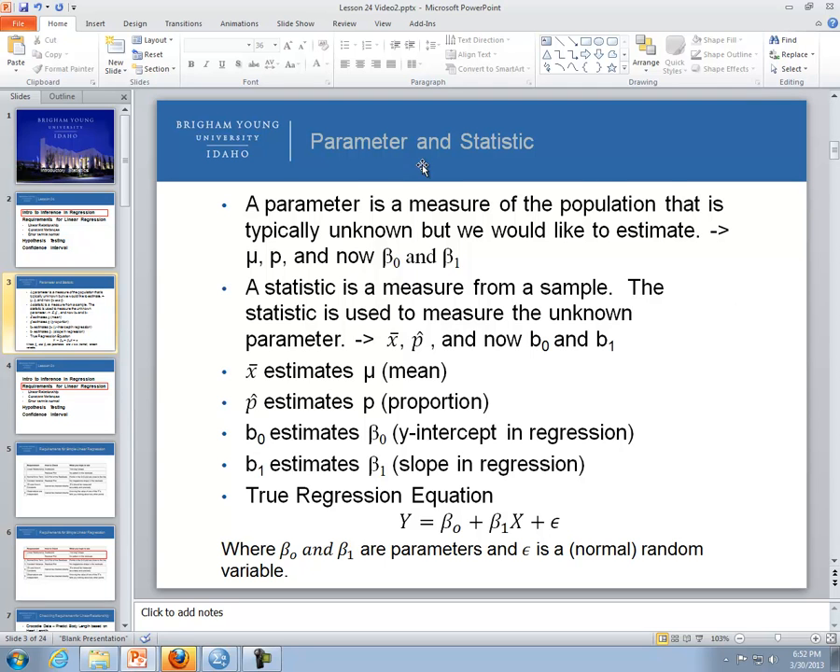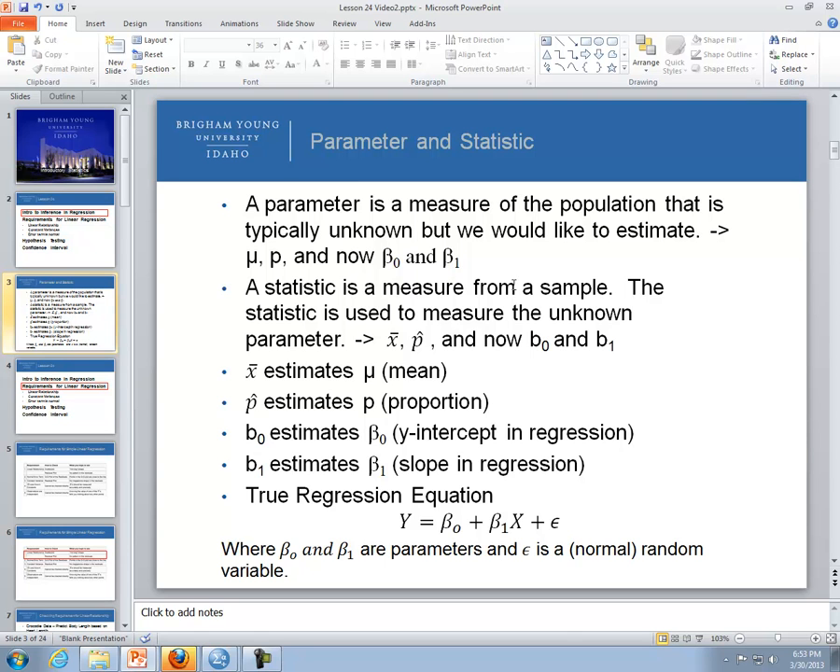This is basically talking about parameters and statistics. So a parameter is a measure of the population that is typically unknown, but we like to estimate. So mu is the population mean, p is the population proportion, and now we have beta naught and beta 1. Beta naught is our true y-intercept, and beta 1 is our true linear regression slope.